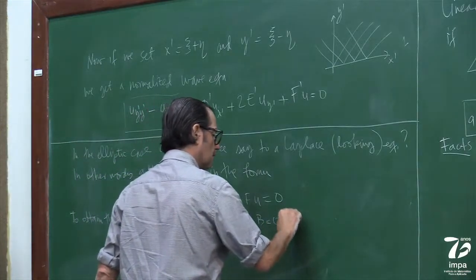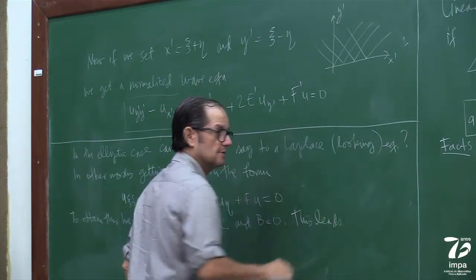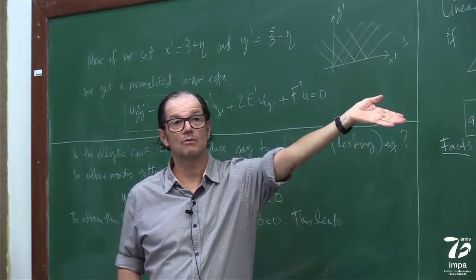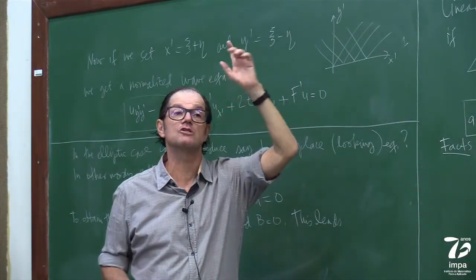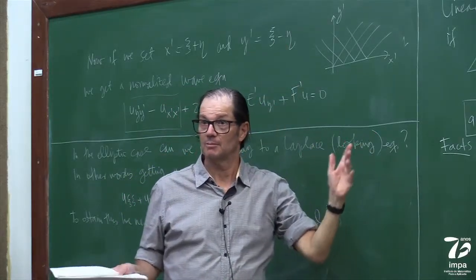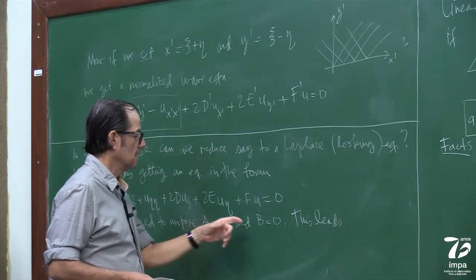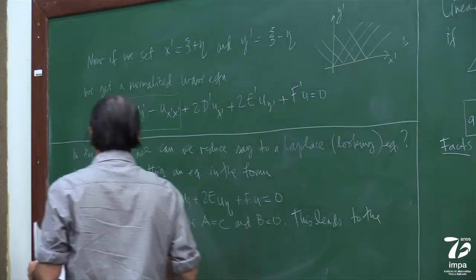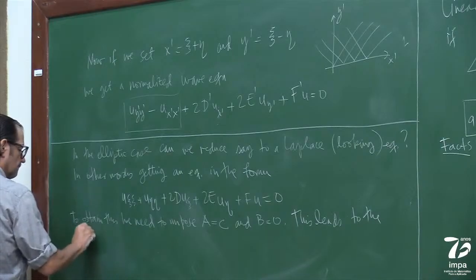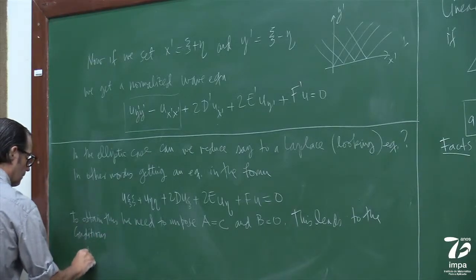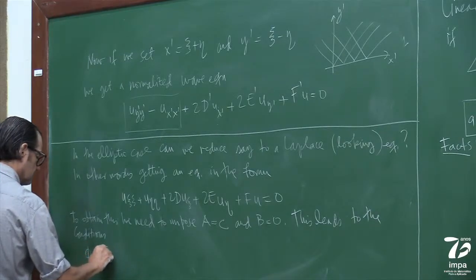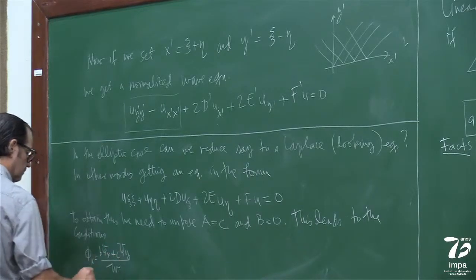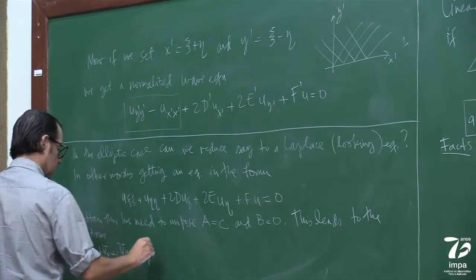Well, life is not going to be so easy, because in that case, imposing A equal to 0 and B and C equal to 0 was already, we already knew, it was the discriminant, right? The determinant, sorry, equal to 0. But now, if you want to make A equal to C and B equal to 0, this leads to the conditions that phi x is equal to this. Phi y is equal to this.